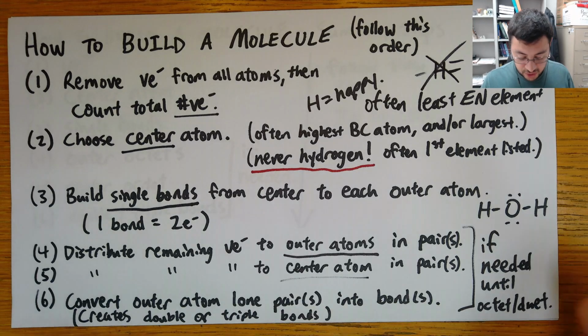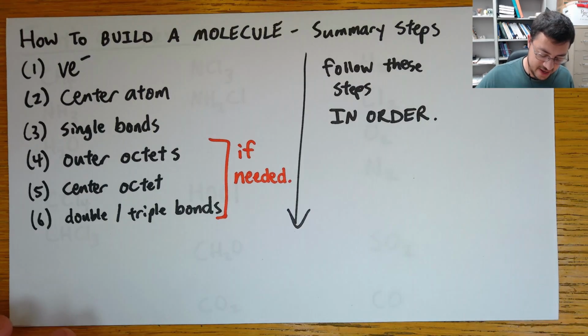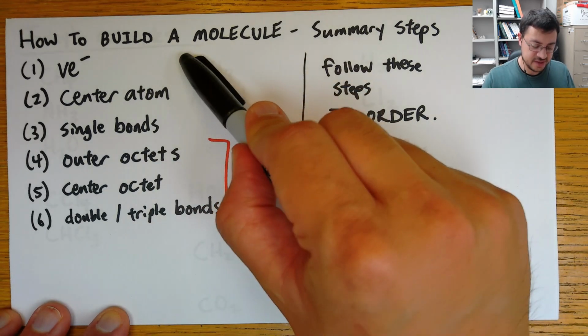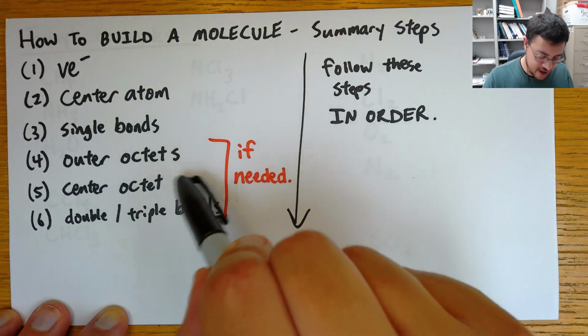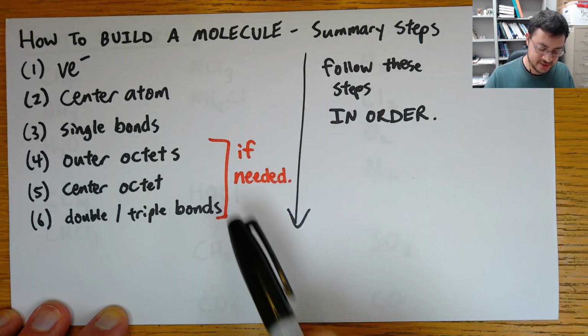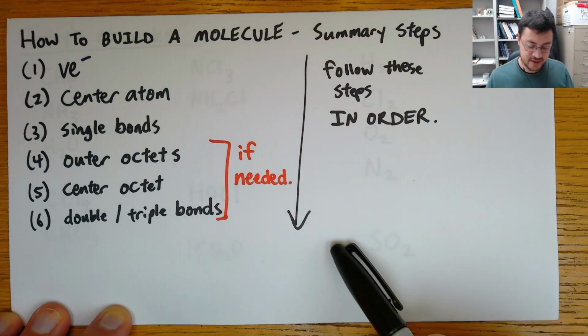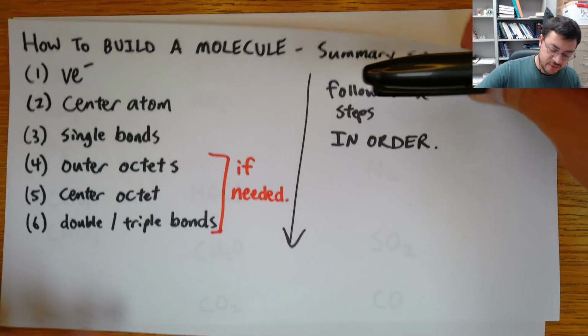All right. So that's kind of the overview of the rules here. I have it in a summary form. Valence electrons, center atom, single bonds, outer octets, center octet, double, triple bonds, steps 4 through 6 only if needed. Remember to follow the steps in order. So that's a review of the steps.